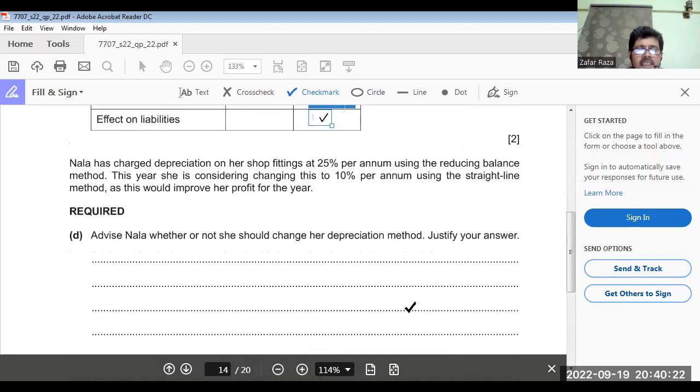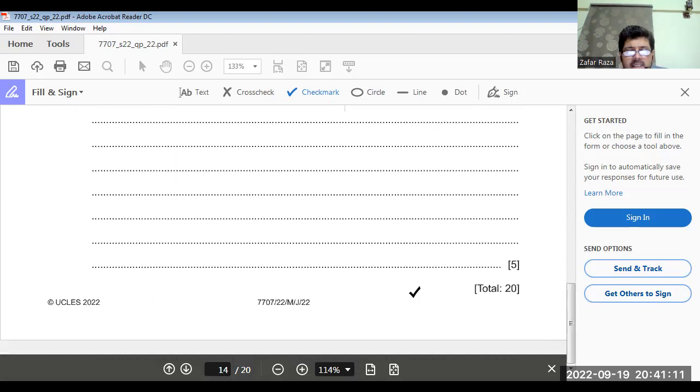Nala has charged depreciation on her shop fittings at 25% per annum using the reducing balance method. Here she is considering changing it to 10% per annum, as this would improve her profit for the year. No, the thing is, this is against consistency. But all those assets which are not efficient assets, like generator or machine, these fittings are those assets which, like machines or cars, automobiles, depreciate with usage. The efficiency of those assets decreases with usage. But fittings and furniture depreciate by time. So I think the straight line method would be better, easier. But now changing is against consistency. Okay.